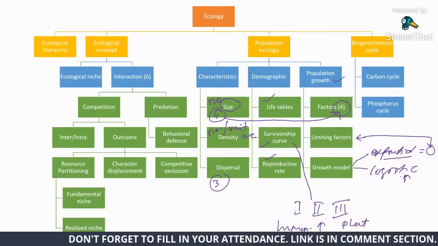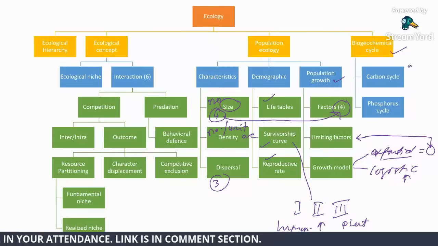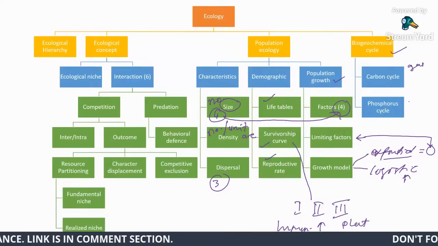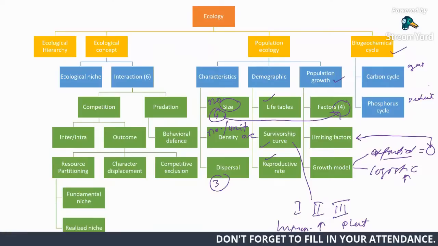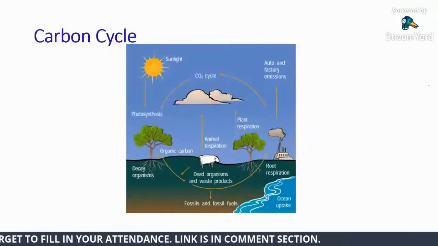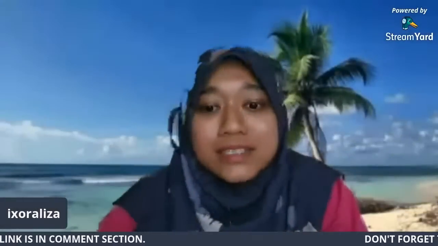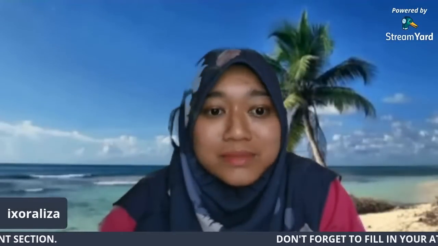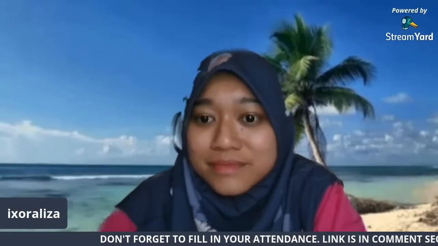Right, finally you belajar pasal biogeochemical cycle. So carbon cycle adalah gas cycle, phosphorus adalah example untuk sediment punya cycle. Right, so I think ini saja yang you dah belajar, carbon cycle, phosphorus cycle. So I think inilah yang you telah belajar throughout the semester. Resource partitioning.